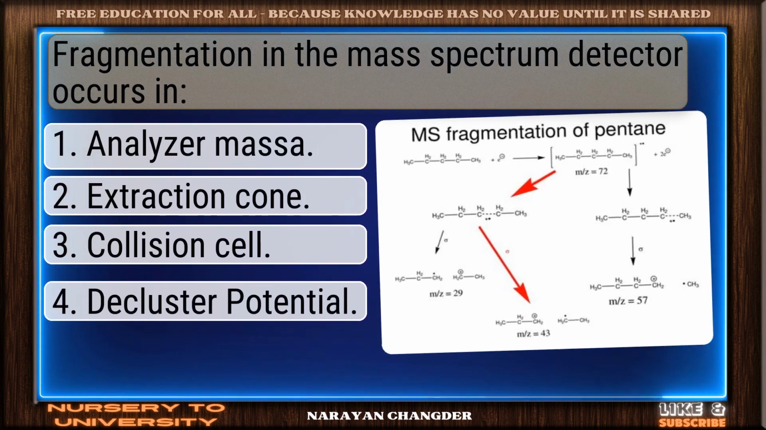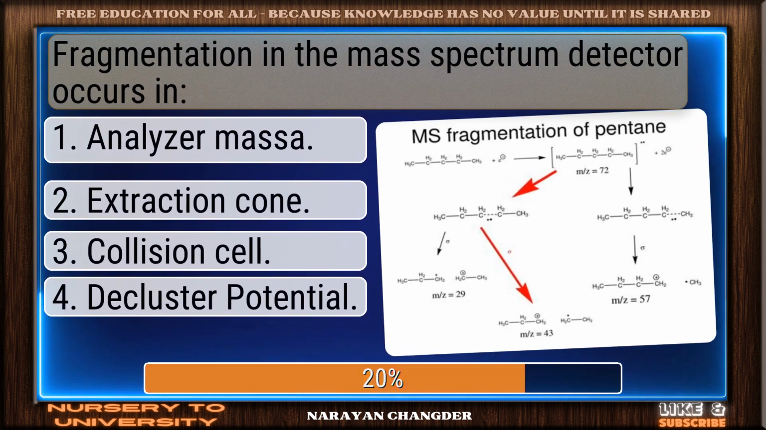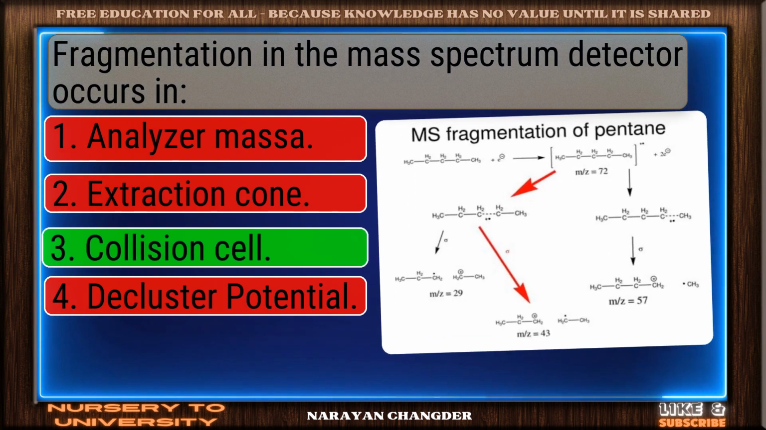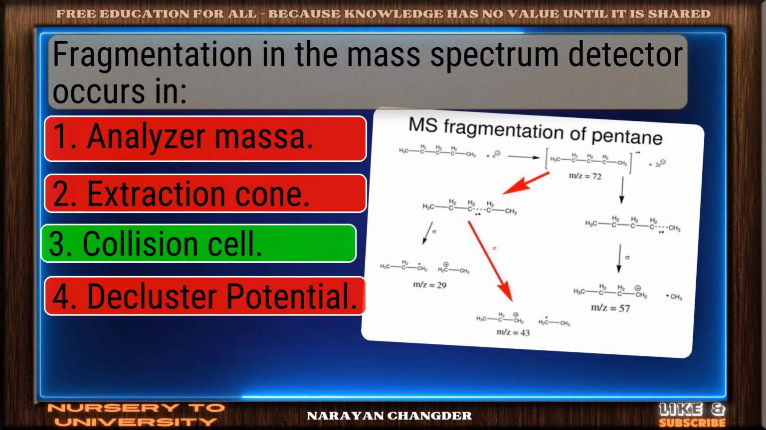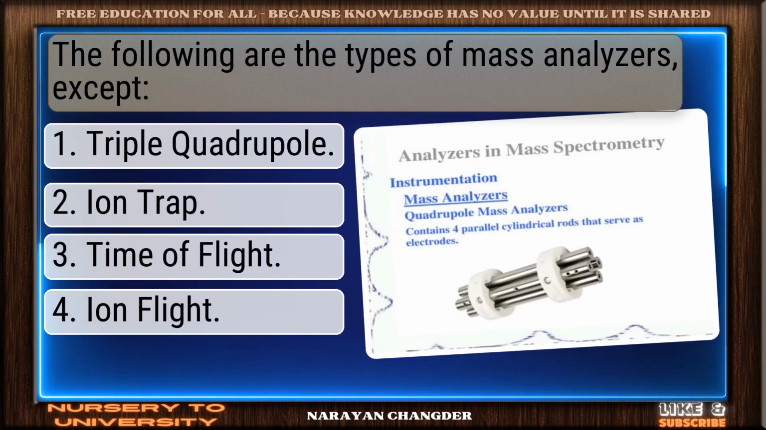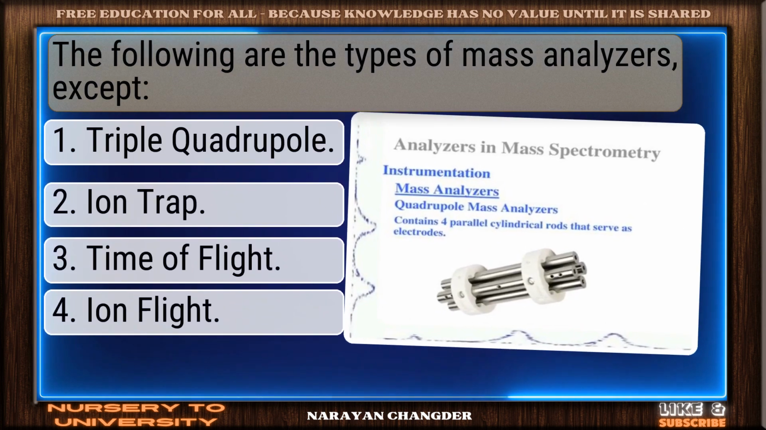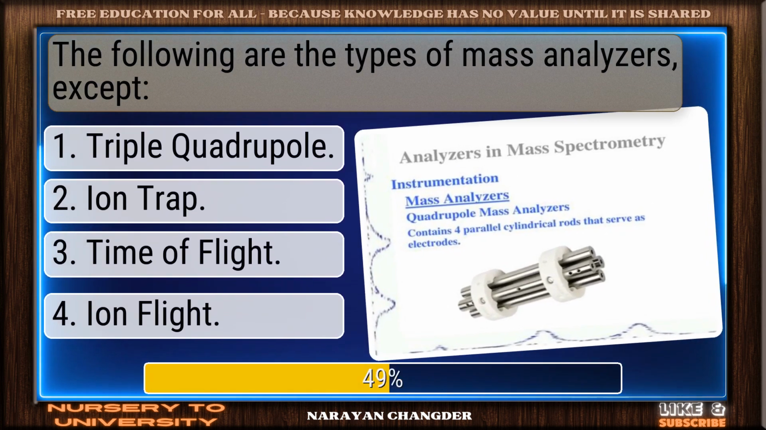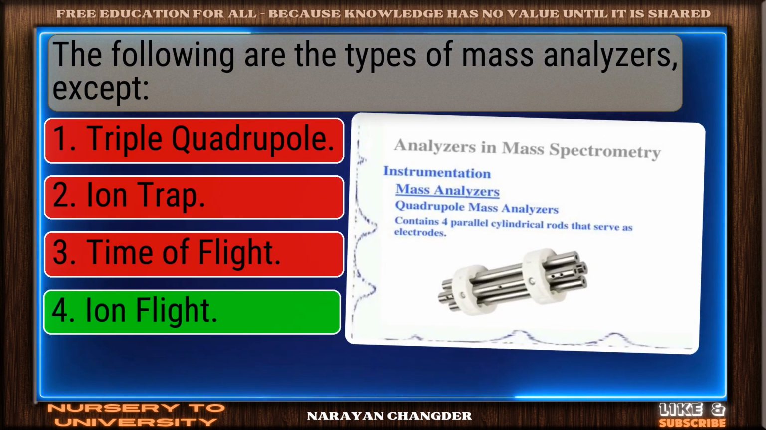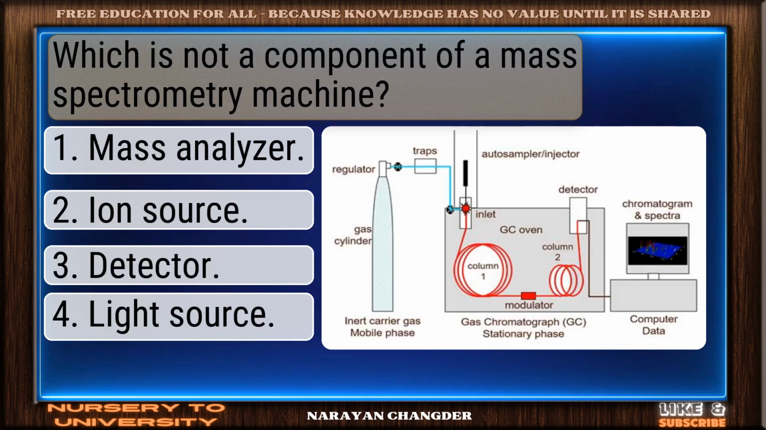Fragmentation in the mass spectrum detector occurs in. Clear logic. Your choice collision cell is sound and 100% true. The following are the types of mass analyzers except. You're right. Ion flight is the correct answer.